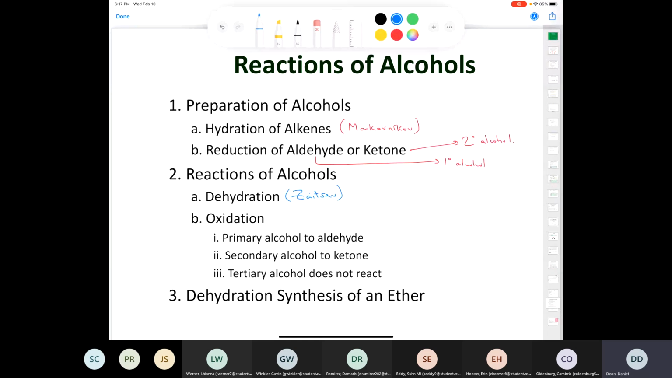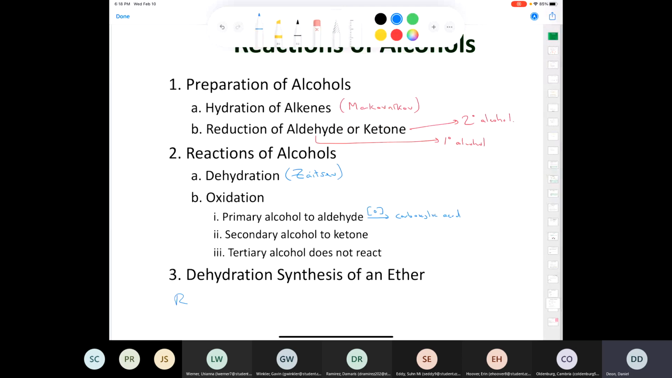Zaitsev's rule. Okay, we talked about oxidation, how a primary alcohol is oxidized to an aldehyde, and then it can be oxidized again to a carboxylic acid. It's not on here, but it's important. How you can oxidize a secondary alcohol to a ketone, and a tertiary alcohol doesn't work or doesn't react. We talked about the dehydration synthesis of an ether, right, where you take two alcohols, say R prime, R double prime, like this. We treat them with an acid catalyst. We heat them up. We end up with our ether and water driven off. So that's another reaction you need to know from this chapter.